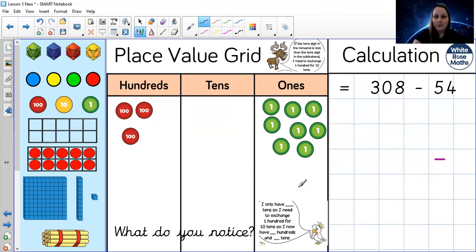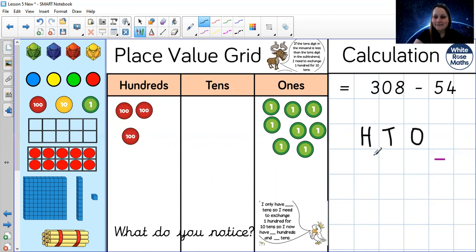Okay, let's try another one. So this time I've got my missing box here. So something equals 308 subtract 54. So what's my first step going to be? As I haven't set it out yet, what's the first step going to be? Hopefully you're all shouting at the screen, put your place value headings. So I'm going to start by putting 100, 10, and my ones.